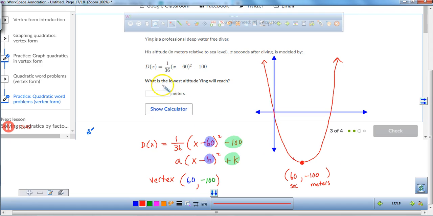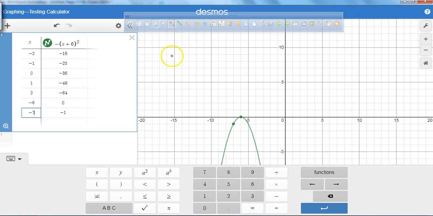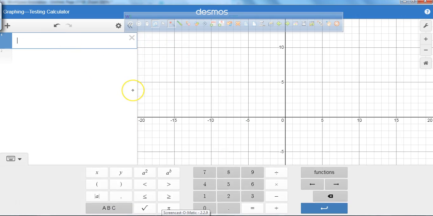So our answer for this one says, what's the lowest altitude that he will reach? We're going to put negative 100 meters was the lowest altitude. How long did it take him to get there? The answer would be 60 seconds is how long it took him to get there. Now, my suggestion, go ahead and use Desmos to help you out with these so you can kind of see what the graph looks like.